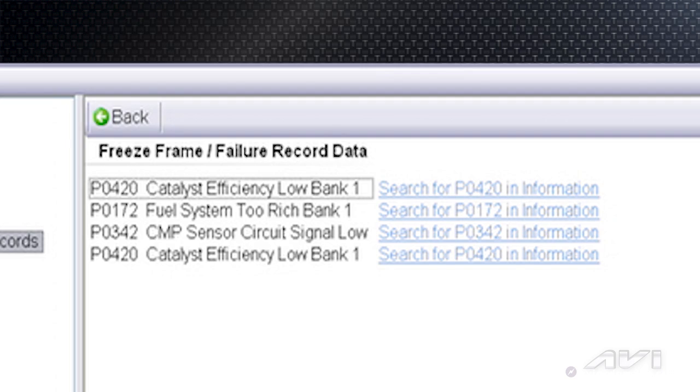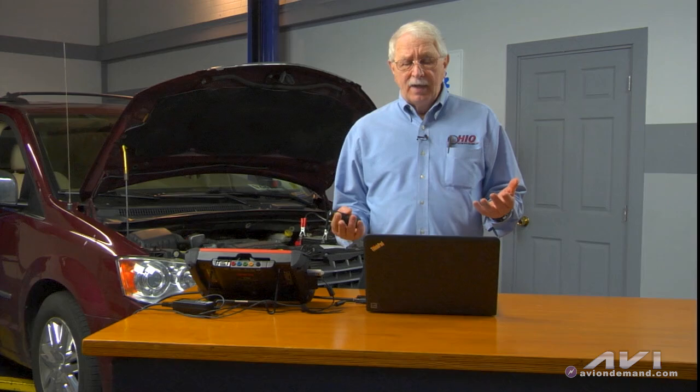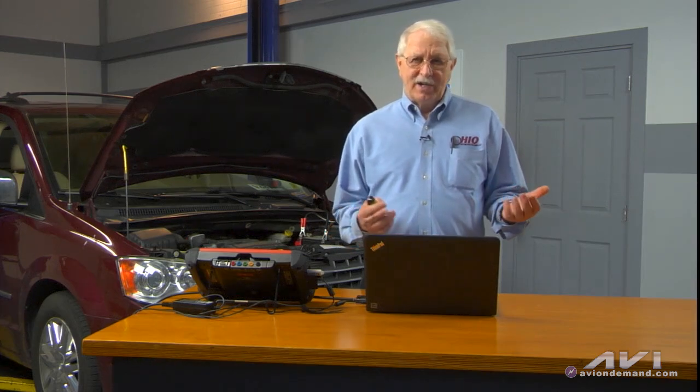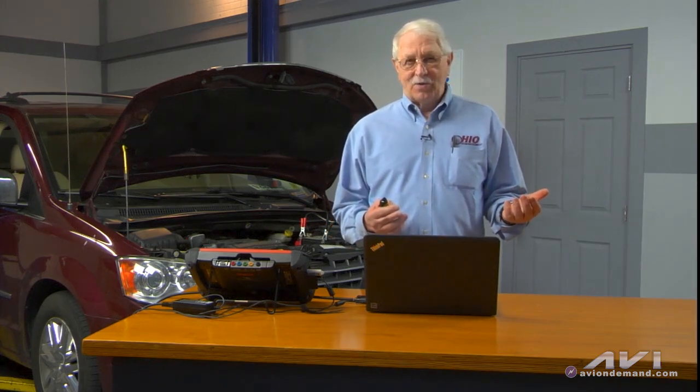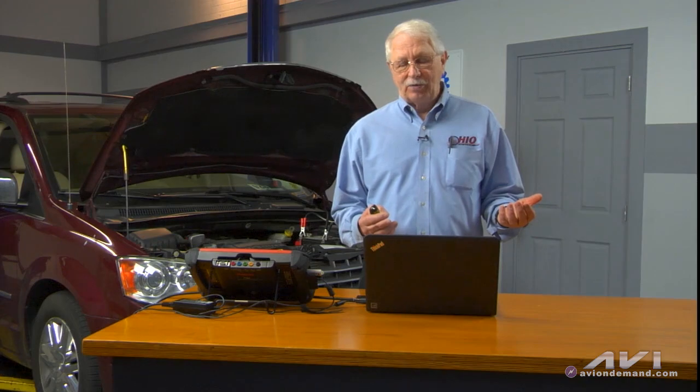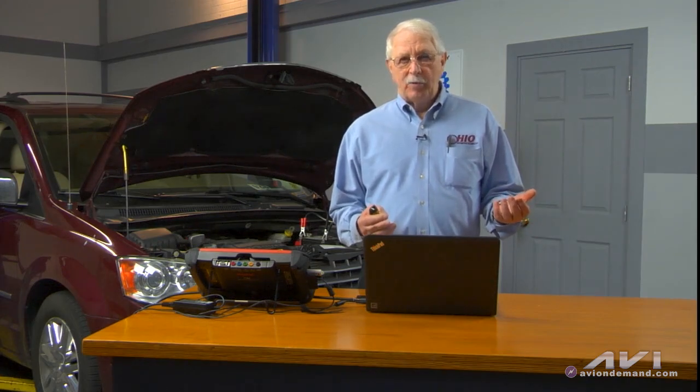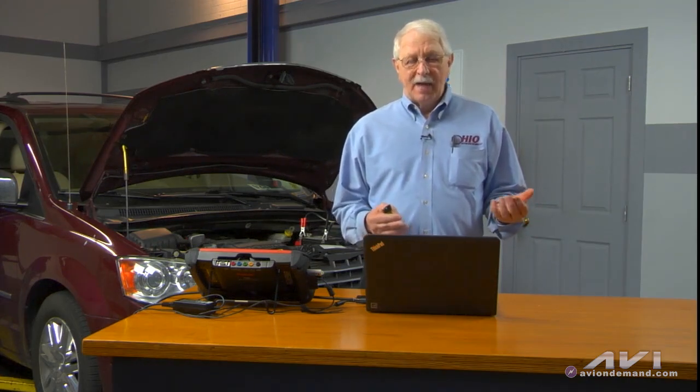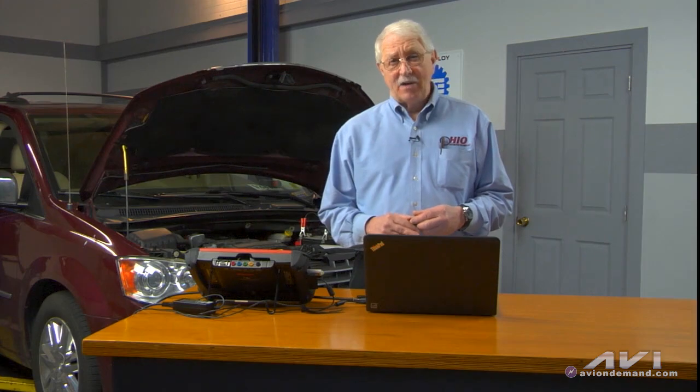Now, in the real world, what you're going to think to yourself is, well, where do I begin? Which code has the priority? If you recall back in your OBD2 training days, the manufacturers told us that in the event of multiple codes, the number 1 priority code would be the code to route to the freeze frame. I can't tell you how many times I found that not to be true.